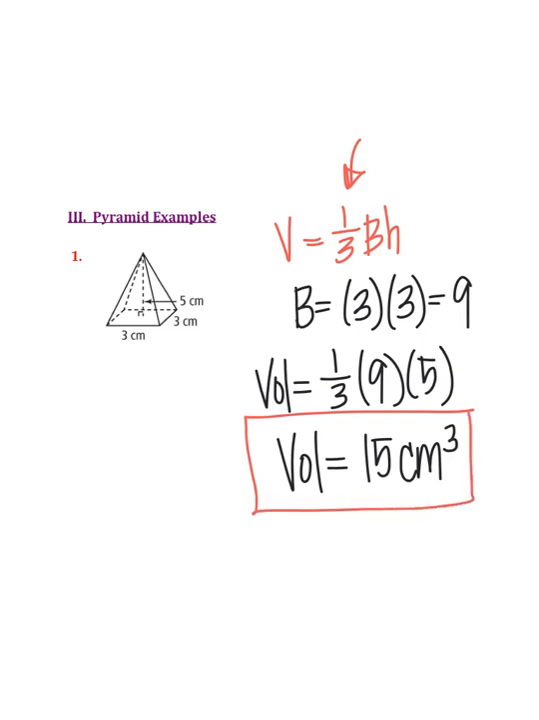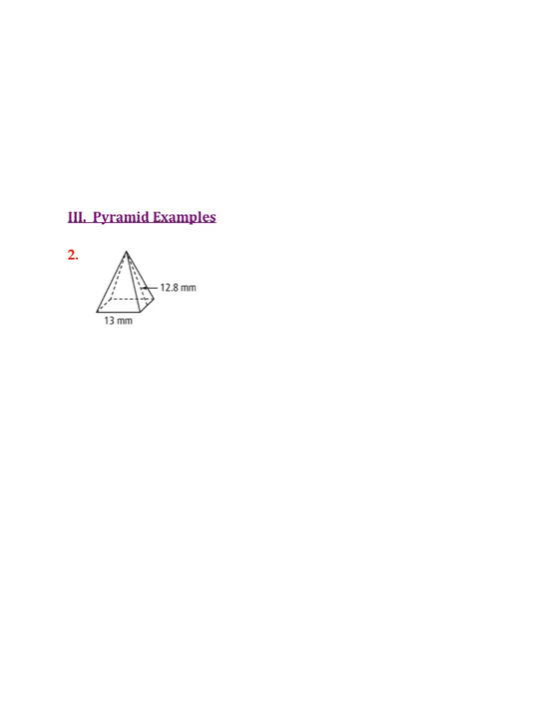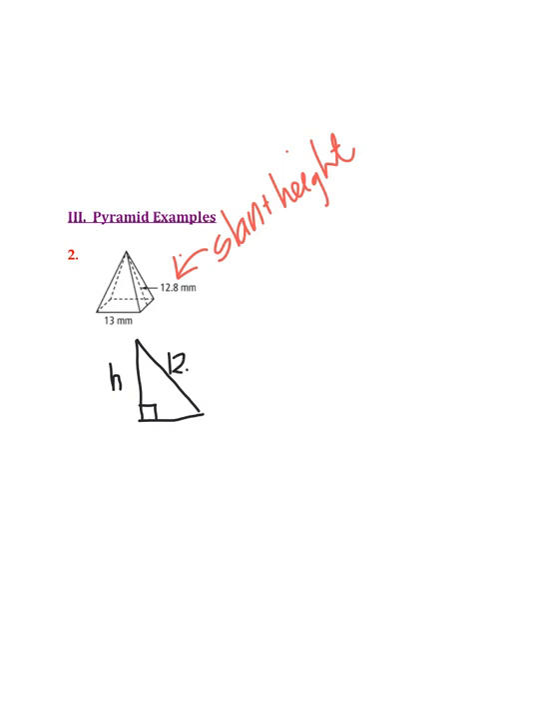All right, next example is also a pyramid, and the situation here though is that I am given my slant height. This is the slant height. So that's a problem because we need the actual height. So what we're going to have to do is to draw ourselves this picture, this right triangle, and we're going to have to use Pythagorean theorem to solve for our actual height. So our slant height is 12.8.